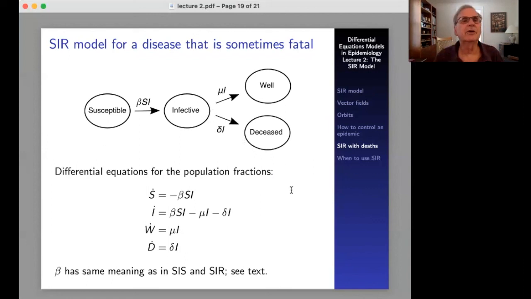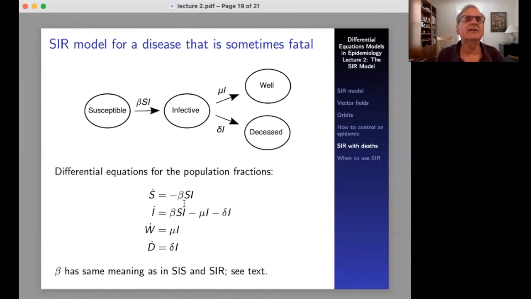So the differential equations for the population fractions here would be S dot equals minus beta SI, as before. This time I dot is plus beta SI, but now I can decrease in 2 ways: minus mu I to the well, minus delta I to the deceased. The wells increase at the rate mu I, the deceased at the rate delta I.